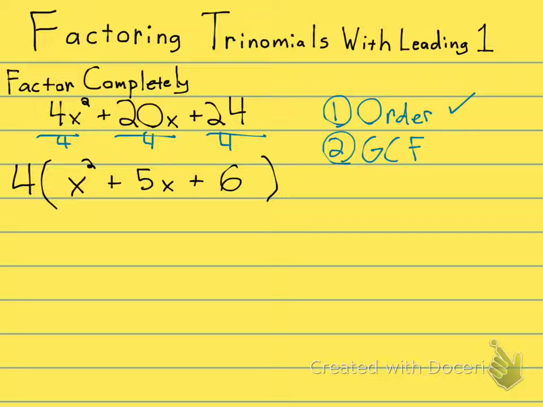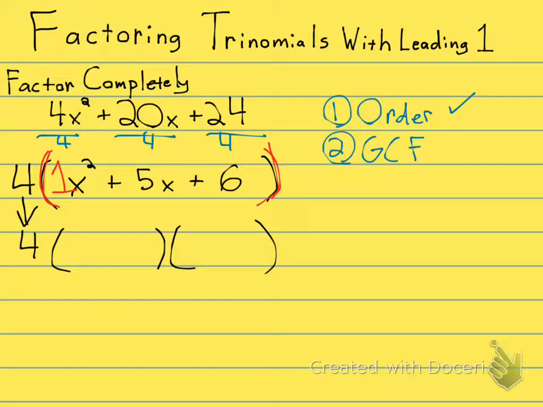Now that I've factored out the 4, is it factored completely? No, it's not. This trinomial now will turn into a binomial. And this 4 is just gonna drop down. So let's go ahead and factor this as 2 binomials. All right, it has a leading coefficient of 1, right? If I'm only looking inside these parentheses.